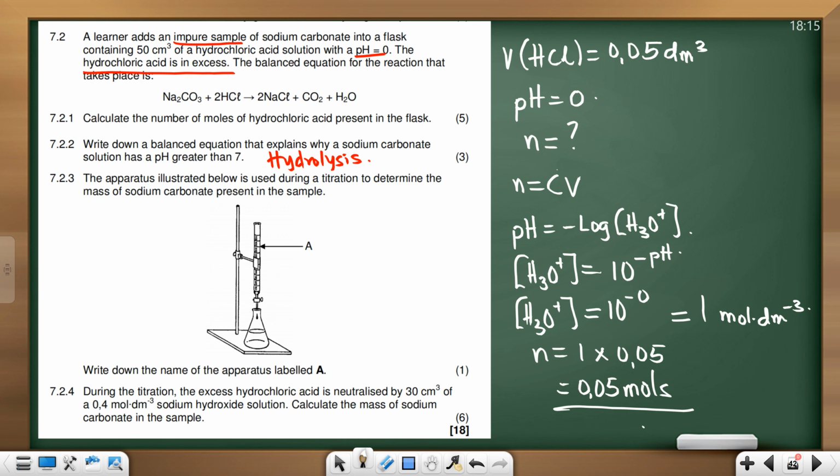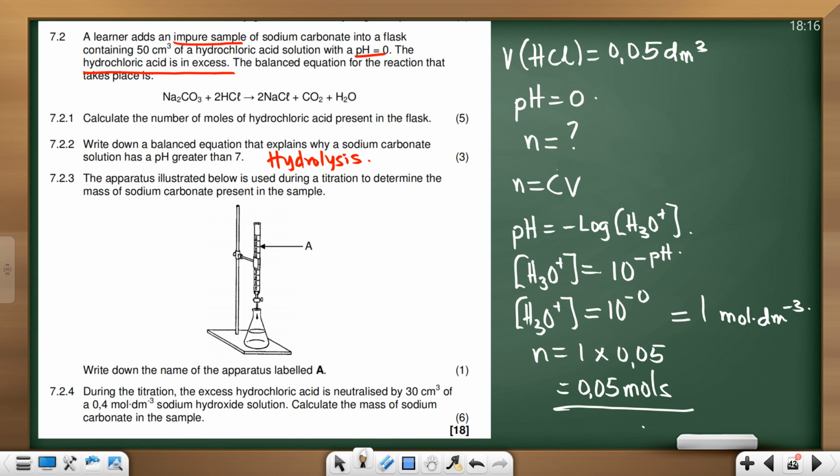Let's go get some 6 marks now. Awesome. The apparatus illustrated below is used during the titration to determine the mass of sodium carbonate present in the sample. Percentage purity somewhere there. What is the name of A? Can somebody tell me the name of A? It's a burette. Thank you. All right, guys, at least 1 mark there.